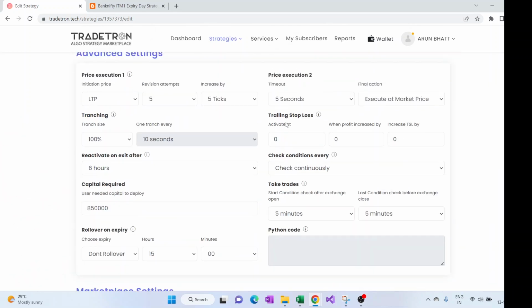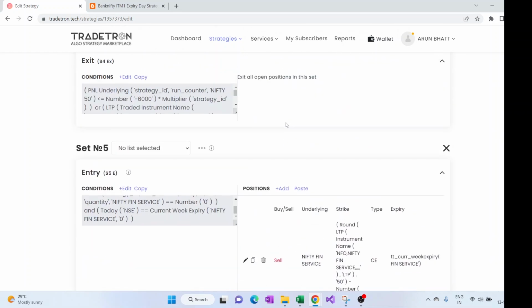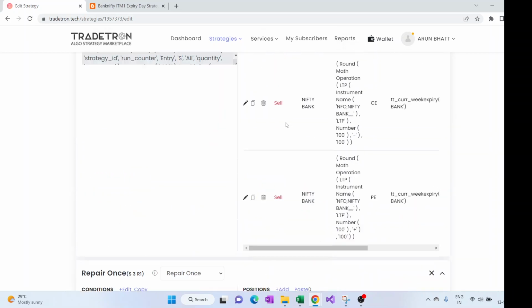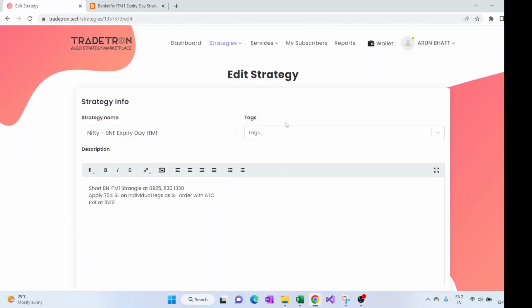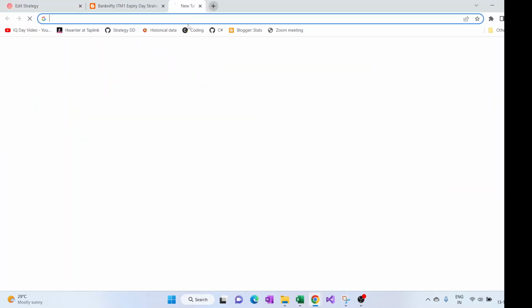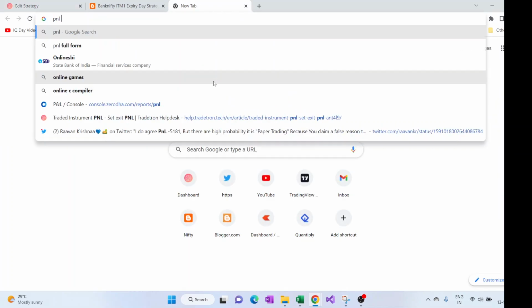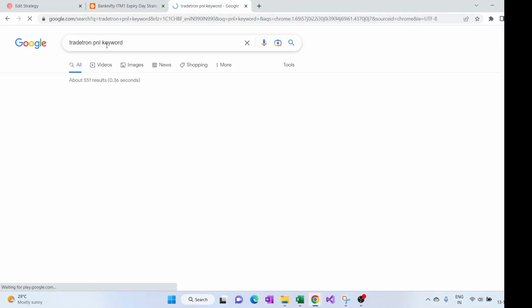I hope it will give you some template. This same template you can use to build different strategies within the same one strategy of TradeTron. And if you have to put different stop losses for the same underlying, I think there is a PNL keyword in TradeTron.